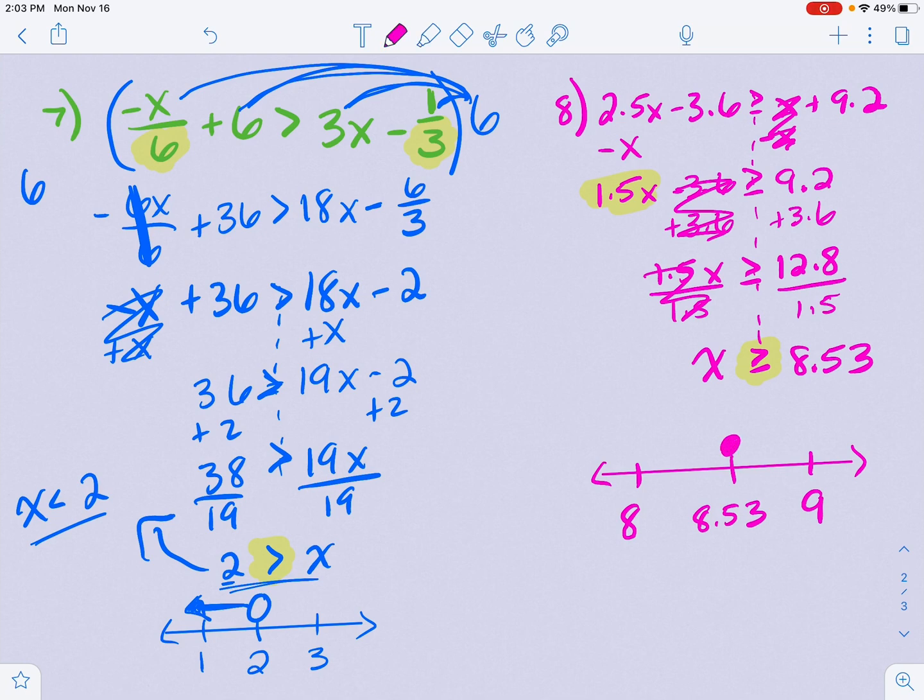And now I want you guys to pause the video, and I want you to tell me if I should shade left or right. Okay, so x is greater than, x is bigger, so I'm going to shade to my bigger numbers, which is to the right.